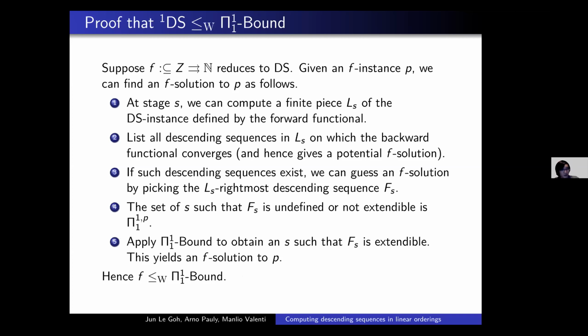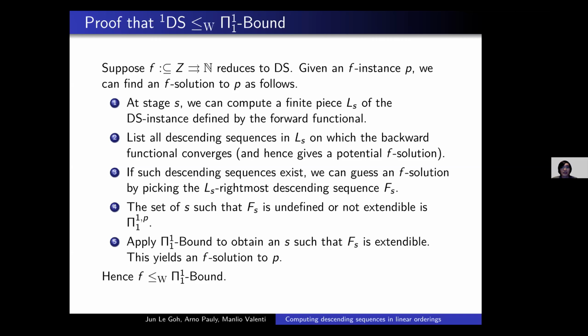Okay, so maybe you didn't follow every step in here, but let me just summarize the main ideas. The first main idea is that if you're given finite pieces, like finite descending sequences in a linear order, then we can computably guess which one is most likely to be extendable to an infinite descending sequence. So that's really the main idea that's going on here.